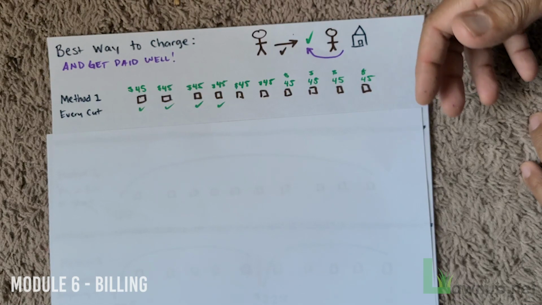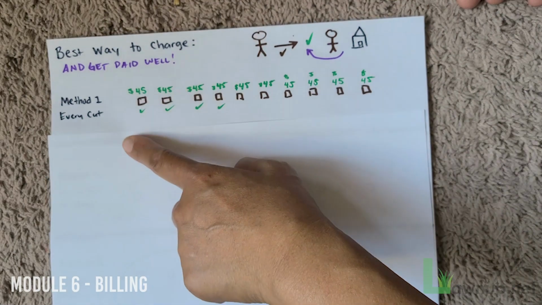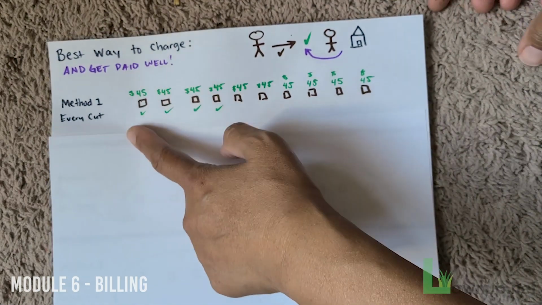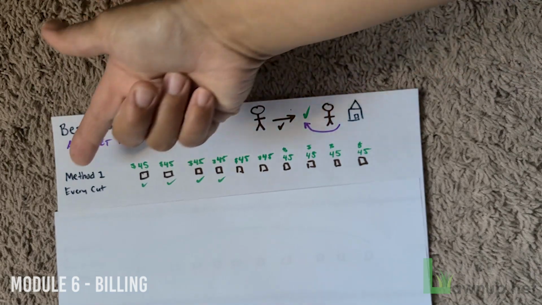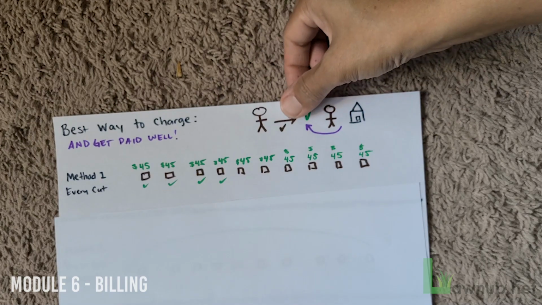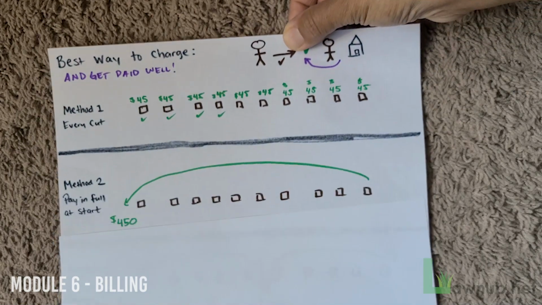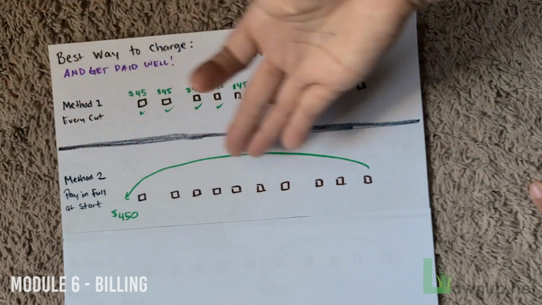Maybe they are out of cash, or they have to give you a check. All these are points of friction that both you and the client may not really like. So method one is called every cut, and I personally don't like this method. This is method two, which is the opposite. You pay in full.